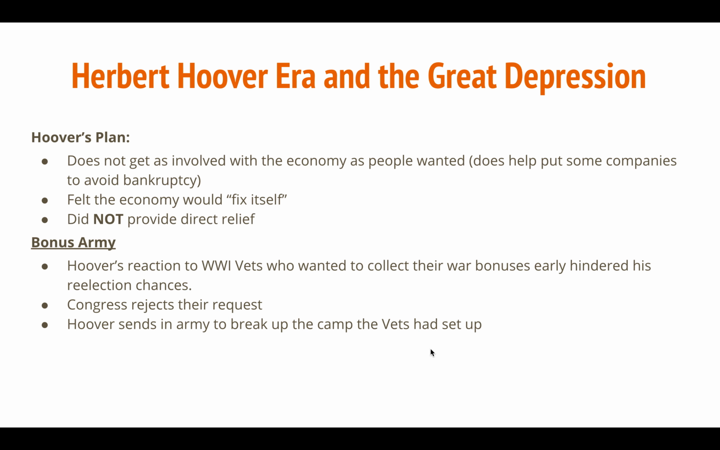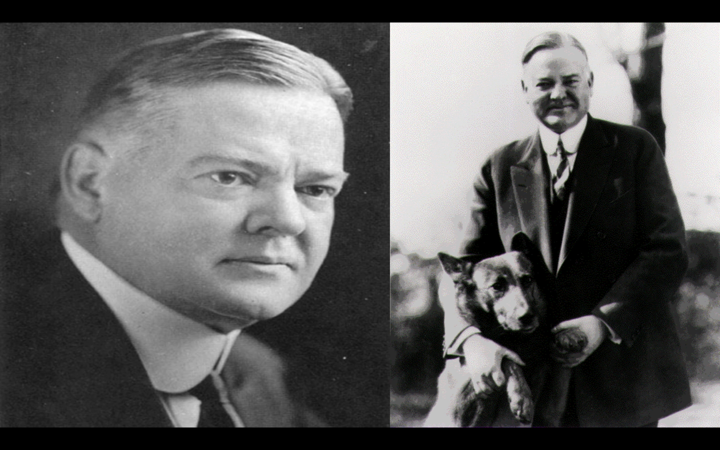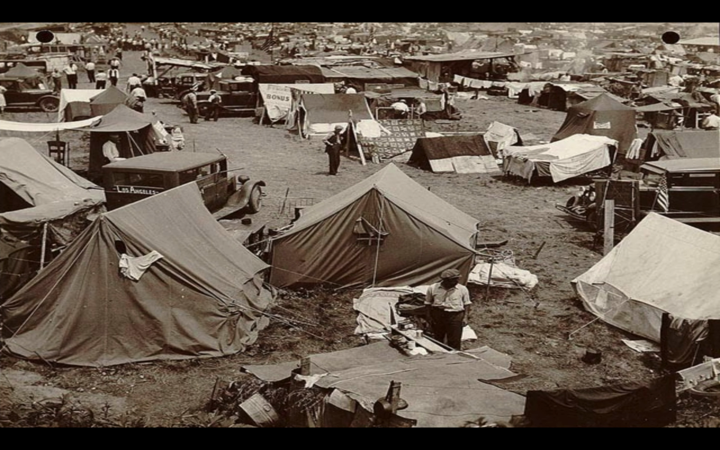People view that as kind of barbaric. How can the president of the United States actually send the army against these veterans? But there was no violence, but they basically forced them to leave. It's Herbert Hoover. Those are the Bonus Army. They actually set up camp outside of the Capitol building and camped out there.